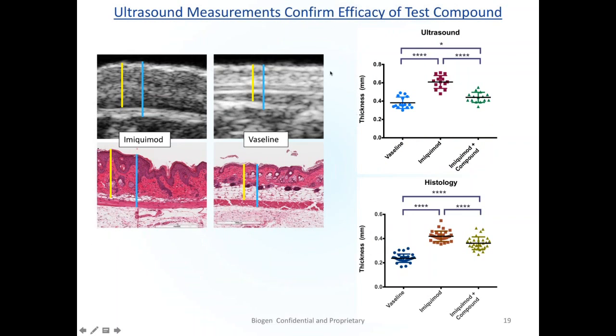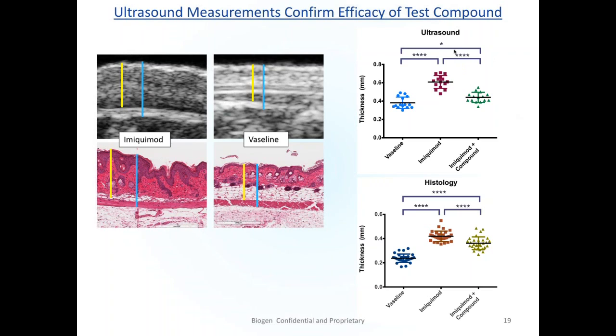So here's an example of this type of study. We had a test compound, and we did a side-by-side measurement comparing ultrasound data with histology data. Looking at the measurements of ultrasound, this is actually the caliper measurements and the thicknesses of these different regions. This is all based on this yellow bar, the dermal region thickness. You could see a significant increase in the thickness of this region when the skin was treated with the Imiquimod. And you could again see a significant reduction from the disease state to a reduced state when a compound was delivered at the same time.